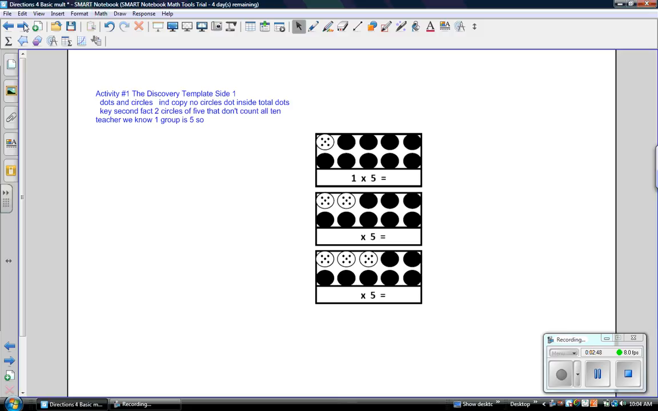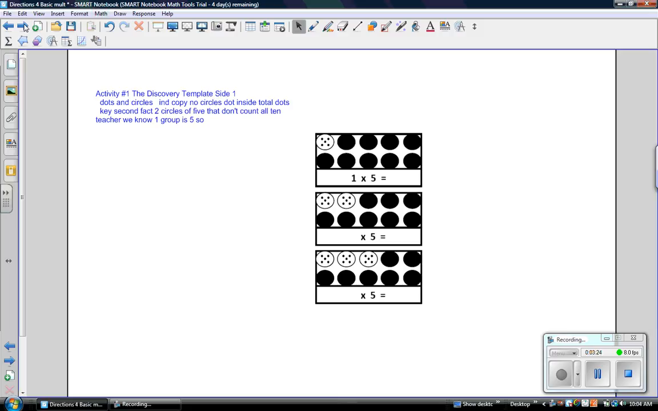I guess the directions go something like, the concept of multiplication will be taught using a system of dots and circles. Each student will have a copy of the discovery template. They can either write on it in pencil, which will consume the paper, or it can be put in a sheet protector or a communicator, and students can use dry erase marker so that the papers will not be consumed and can be used again later in the year or next year as well.